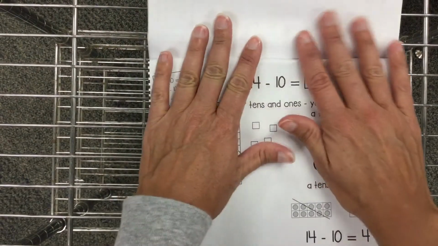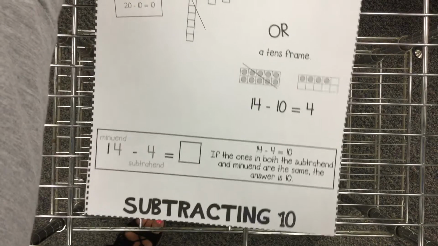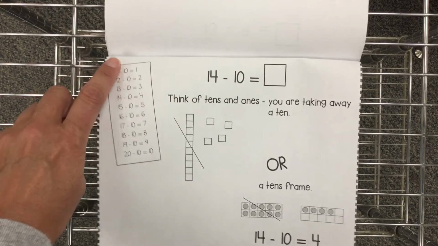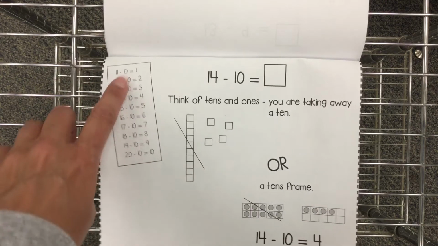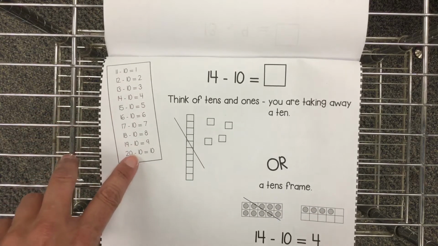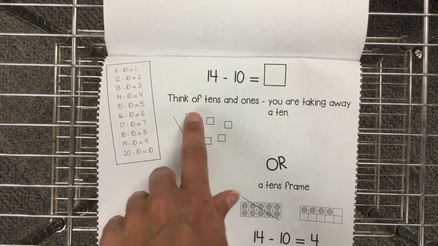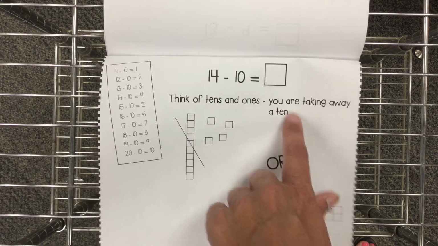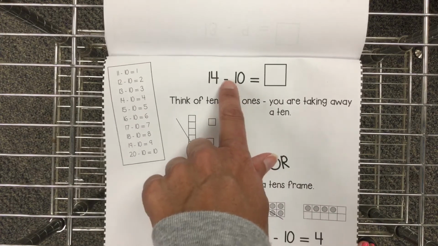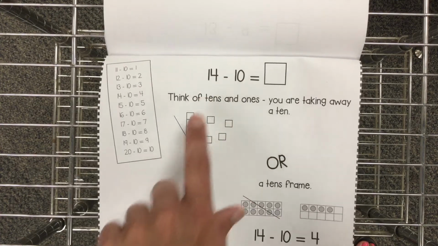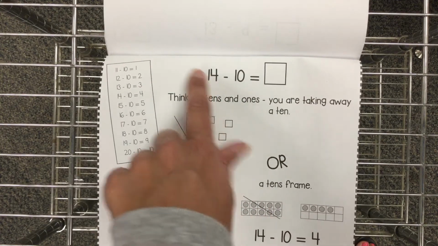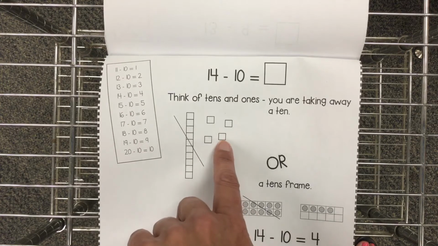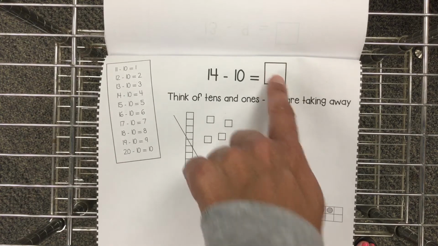And the last one is our subtracting 10 strategy. So I'm going to go up here. These are all of the subtracting 10 problems that we'll work on. When you subtract 10, you think of 10s and 1s, and you're taking away a 10. So if we have 14 minus 10, we're going to look at that 14. Here's a quick picture. And we're taking the 10 away, so what's left is going to be 4.